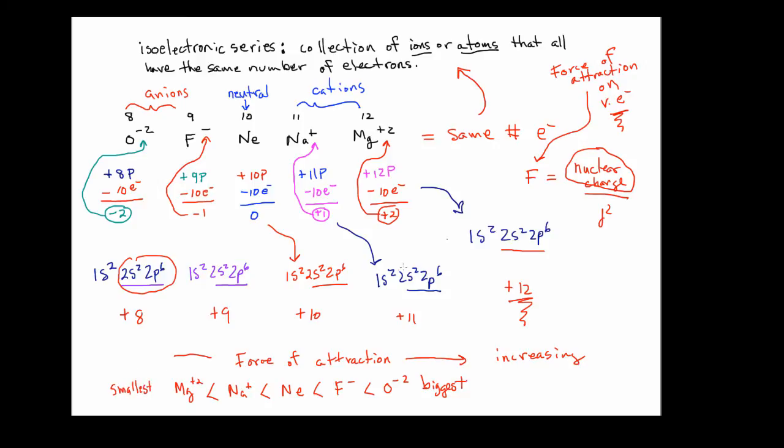We figured that out by relating the nuclear charge and identifying where those valence electrons are, which happen to all be in the same energy level. So there's a net constriction as we go from O2- to magnesium 2+, because the nuclear charge is increasing, but the distance is remaining constant. So the force of attraction is going up as we compare O2- to magnesium 2+. So magnesium is the smallest, and O2- is the biggest.